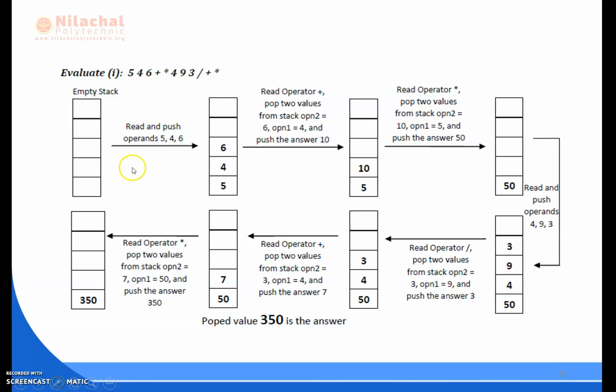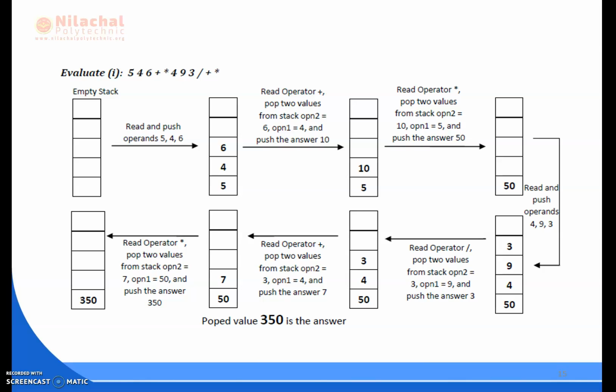Next we see an addition operator. Addition means again two elements will be popped out from the top, that is 4 and 3, and we get the result after adding as 7, which is pushed into the stack. After that we have a multiplication operator. That means again two values will be popped out from the stack, operand 2 as 7, operand 1 as 50, and multiplication is applied on operand 1 and operand 2, and we get 50 multiplied by 7, and we get the answer as 350.